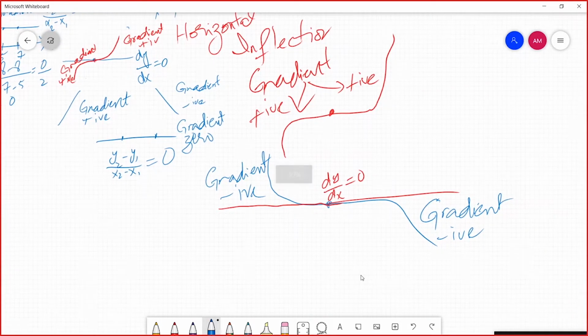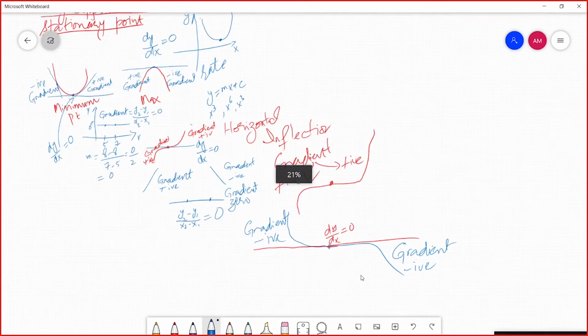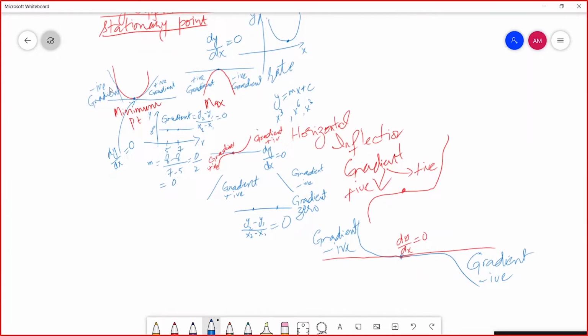So we have four cases. For the first two points, the gradients before and after the stationary point should have different signs. In a point of horizontal inflection, they will have the same signs. If they are both positive, the curve is going up with a horizontal segment in between. If both negative, it is going down with a horizontal segment in between. Do you understand all these four points? Okay, good.